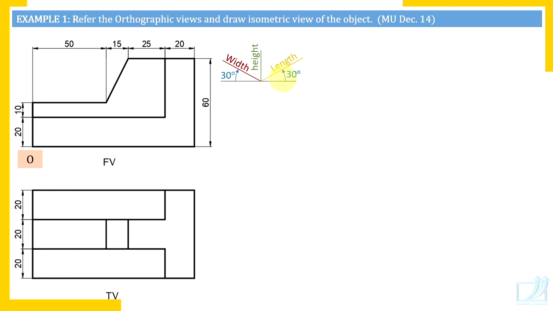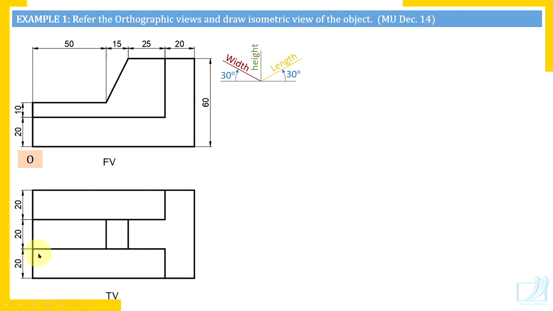So isometric view, first step: choose the orientation of width and length axes. Check on which side point O is, and that side axis is the width axis. Next, identify overall dimensions. The total length of this object is 50 plus 15 plus 25 plus 20, that is 110. Height of the object is 60, and width of the object is 20 plus 20 plus 20, that is 60. So length 110, height 60 and width 60.